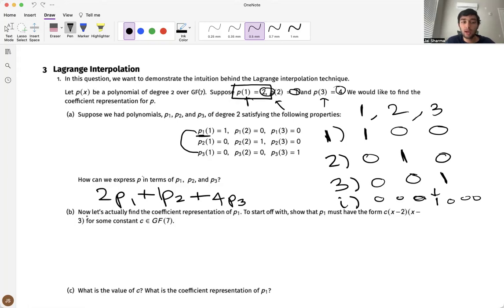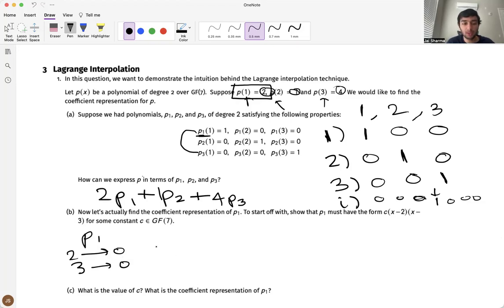Now, part B asks us to actually find a polynomial that gives us this kind of representation, for example for P1. To start off, show that P1 must have the form C times (x minus 2) times (x minus 3). This is pretty easily done just by reasoning it. We want P1 to give a 1 if we put in a 1, but we're not focused on that right now. Let's focus on the other ones. If you put a 2, we want to get a 0. If you put a 3, we want to get a 0. For everything else other than a 1, we want to get a 0.